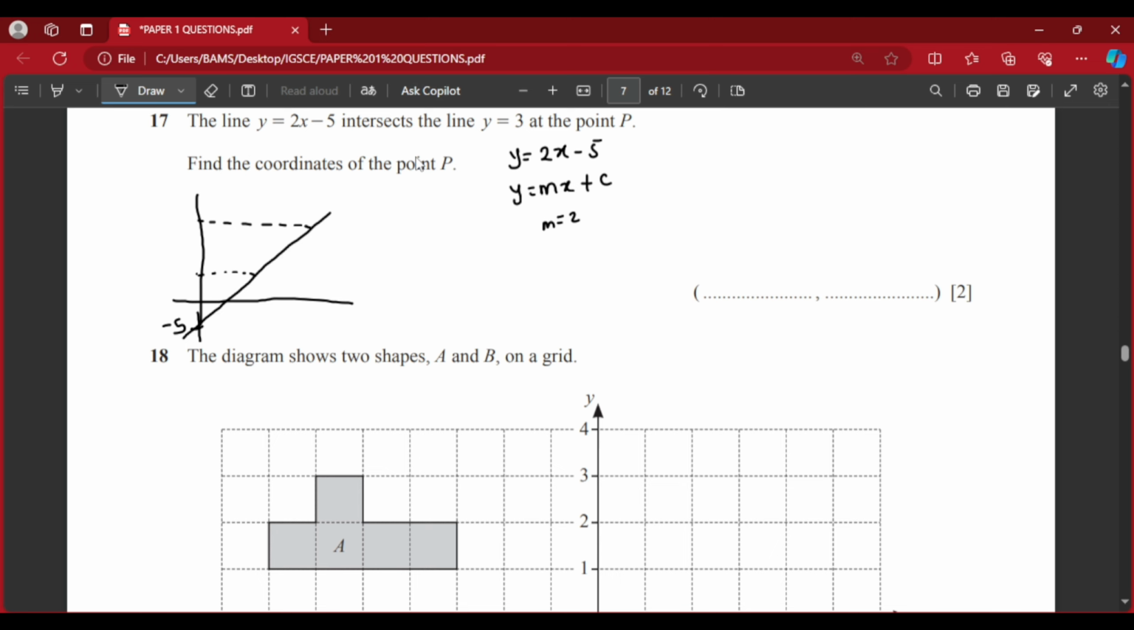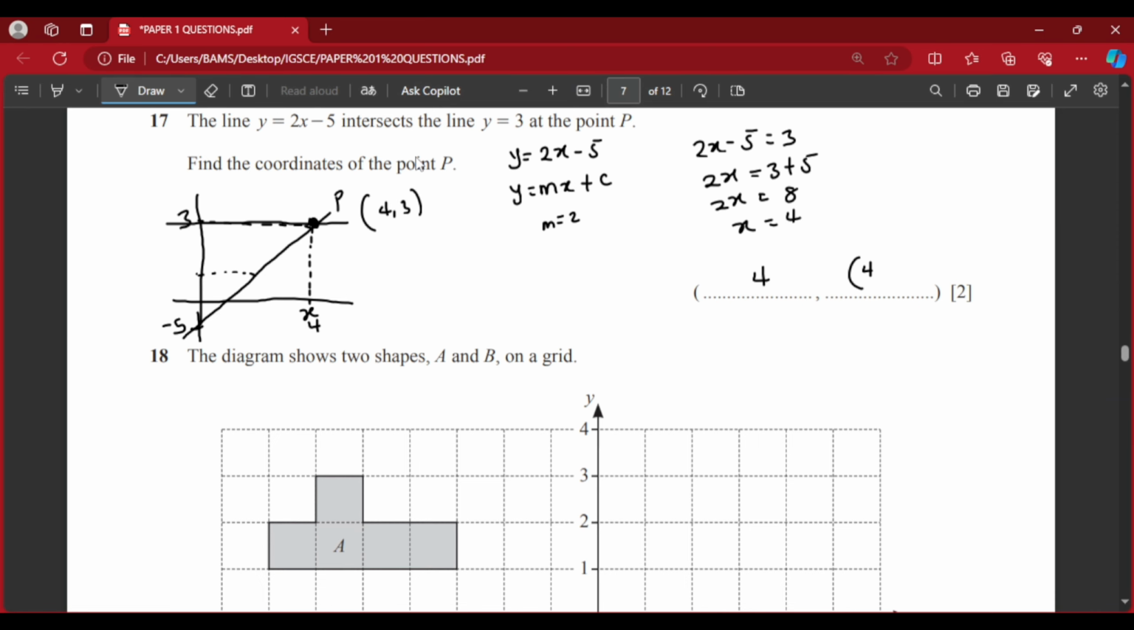So if a line intersects at y equals 3, so this is y equals 3, there's a line here that intersects. So I want to look for this particular point P. What will be the coordinate? The point where this intersects is where the equations are equal. So 2x minus 5 is equal to 3. So 2x is equal to 3 plus 5. So 2x is equal to 8. Divide both sides by 2, x is equal to 4. So the coordinate of P will now be 4 comma 3. And that's all for question 17.